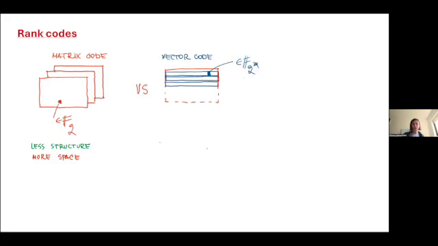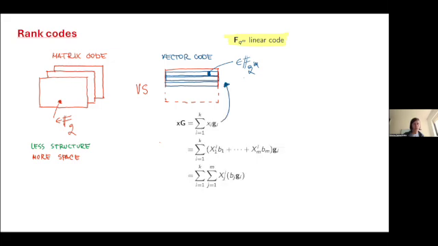So what are rank codes? It can be a matrix code where the code words are simply matrices, which doesn't have a lot of structure, but it does take a lot of space because we need to store the matrices. But we could represent these matrices over the extension field as vectors, and then we still have the rank metric, but we represent these as vector codes. The problem here is that this has become an F_{q^m} linear code, and this introduces some structure.